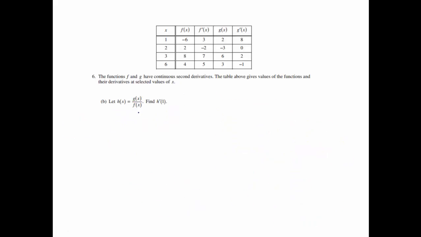Okay, part B, let h of x equal g of x over f of x. Find h prime of 1. Well, I notice that this is a quotient, so we are going to use the quotient rule. So getting this quotient, it's going to be f prime g, but the g and the f are backwards this time, so it's going to be g prime f.